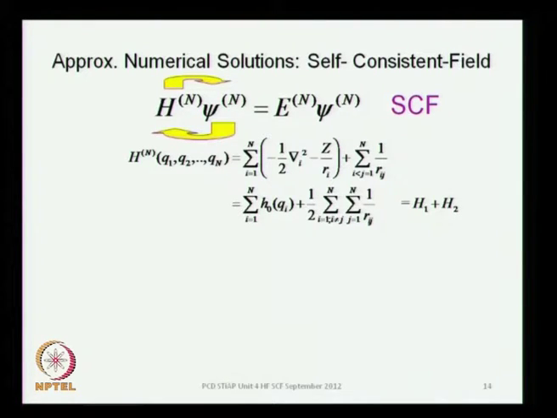Now we discuss this problem further. This is the self consistency that we are seeking, as I mentioned earlier. You have got the n electron Hamiltonian, which is made up of two parts, the 1 electron part H1 and the 2 electron part H2. These are the two parts of the Hamiltonian, and the Coulomb term 1 over Rij is the 2 electron part.